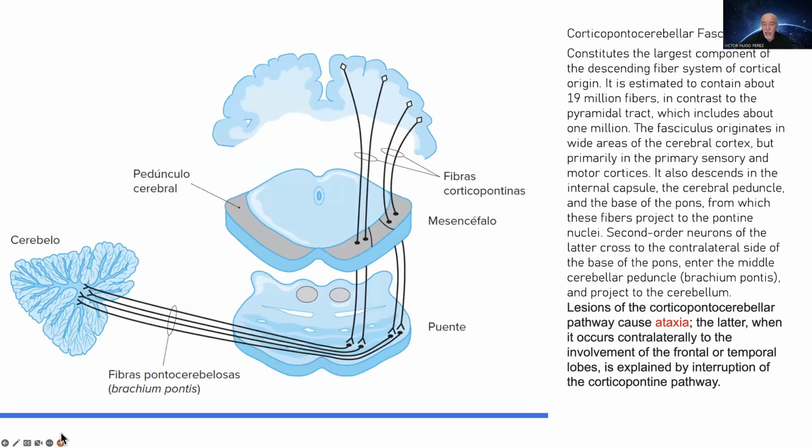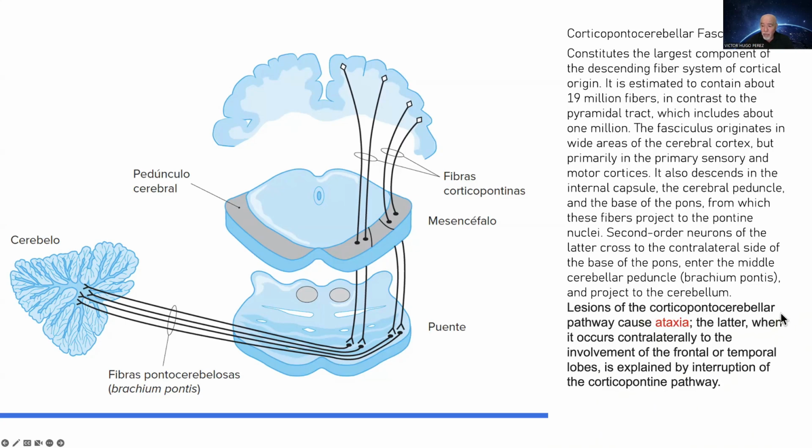The corticopontocerebellar fasciculus. This is another motor tract. This constitutes the largest component of the descending fiber system of cortical origin. It is estimated to contain about 19 million fibers, in contrast to the pyramidal tract, which includes about 1 million. The fasciculus originates in wide areas of the cerebral cortex, but primarily in the primary sensory and motor cortices. It descends in the internal capsule, the cerebral peduncle, and the base of the pons, from which these fibers project to the pontine nuclei, as you can see in here. Here is the pons, and here we have these neurons of second order that later cross to the contralateral side of the base of the pons, enter the middle cerebellar peduncle, the brachium pontis, and project to the cerebellum.